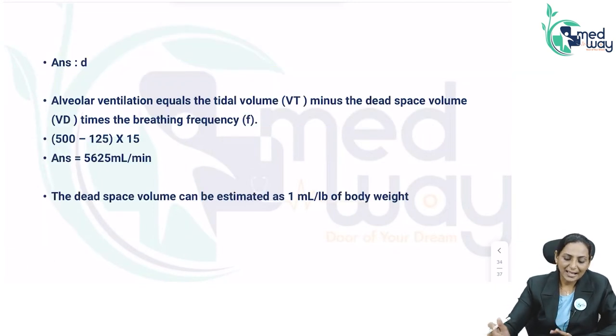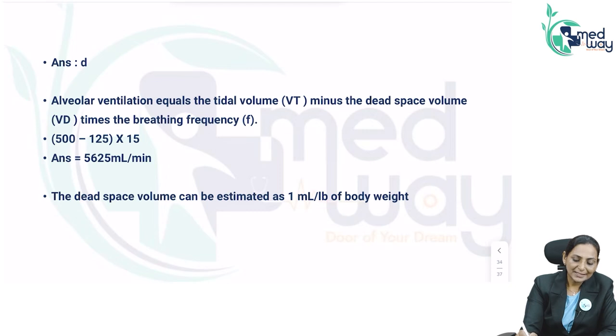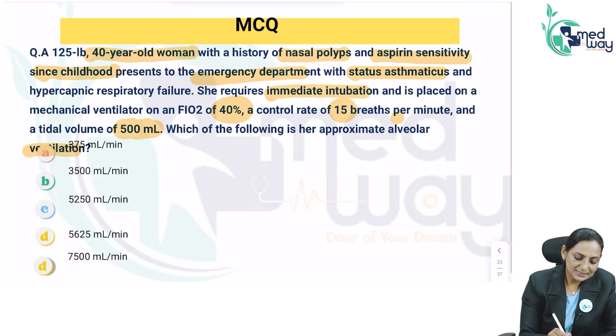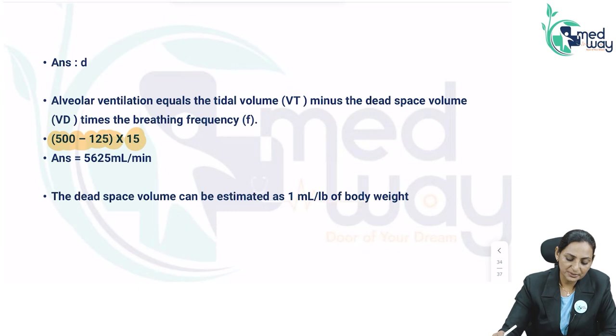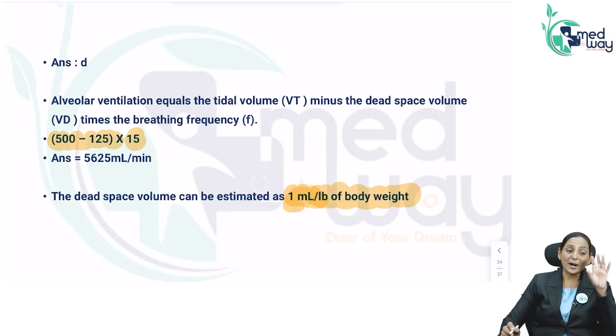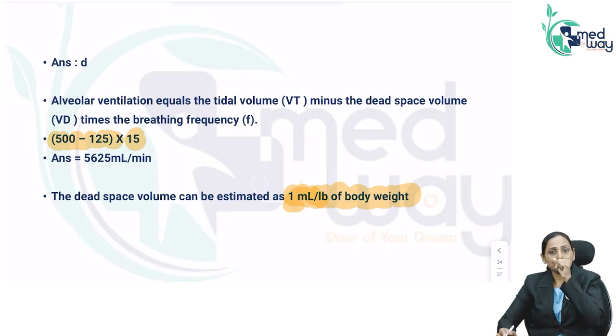So we know that the alveolar ventilation is the tidal volume minus the dead space volume, multiplied by the respiratory rate. The dead space volume is equal to 1 ml per kg body weight, and here 125 pounds was given. So 125 will be the dead space of the person, right?